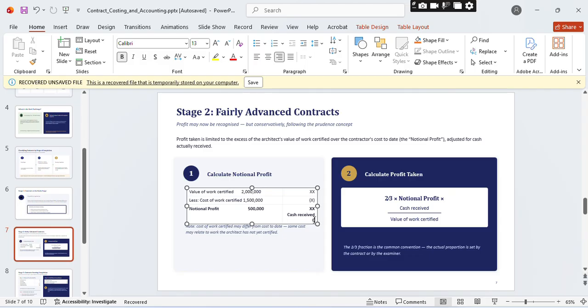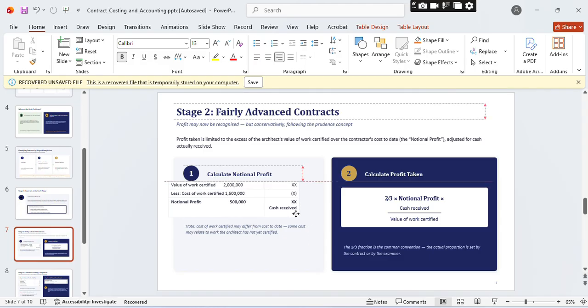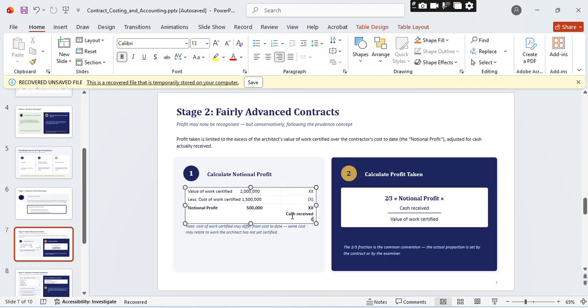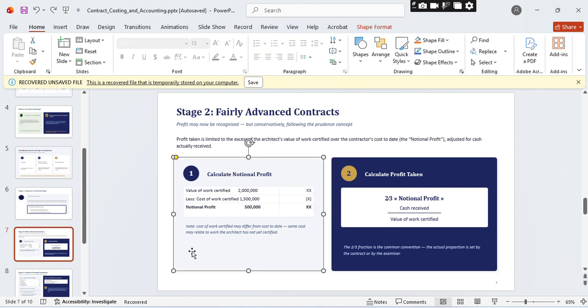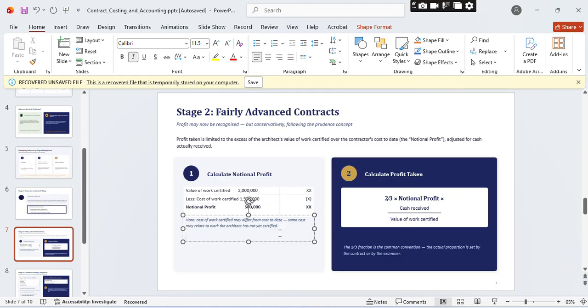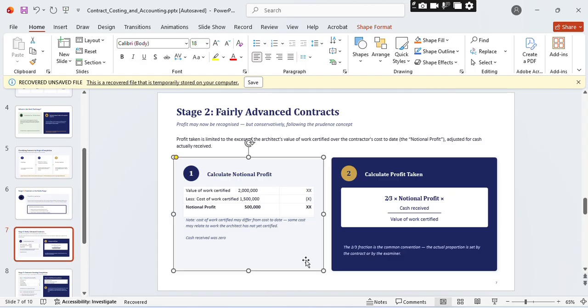Let me just try and adjust this. Let us assume, let me just consider this, and I'll find a way around this later. So let's assume that the cash received was zero. That is, the contractor has not been paid any cash.